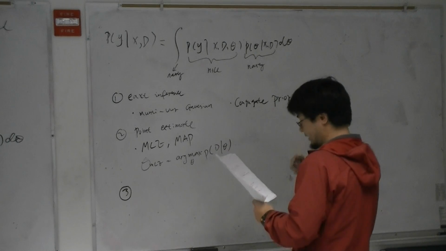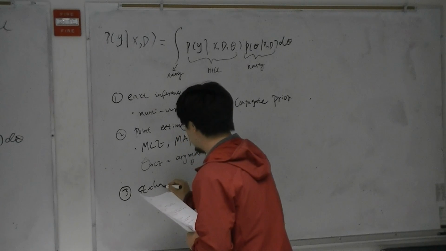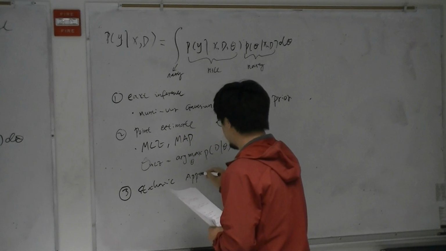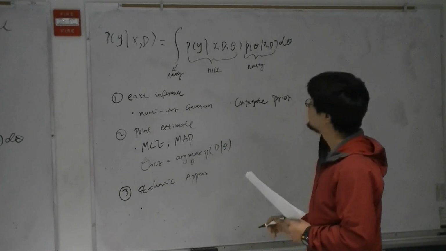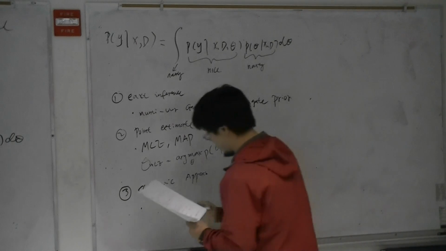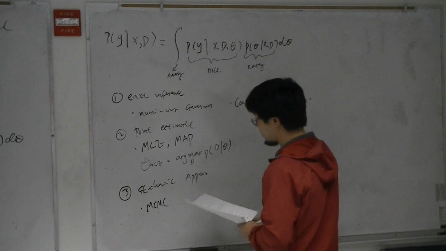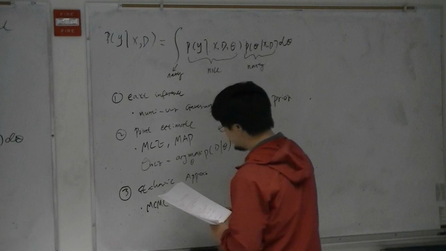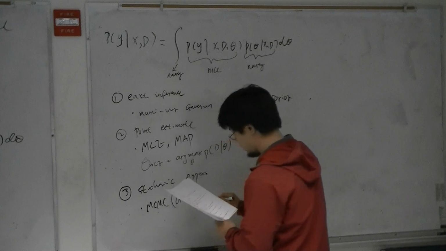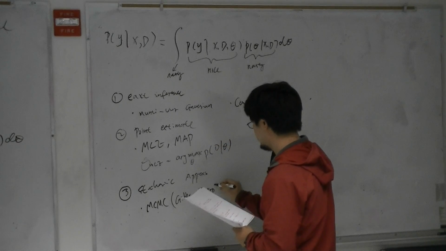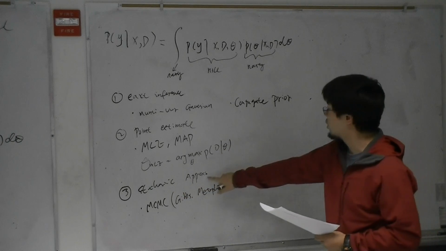Another way to do it is stochastic approximation, which means you use sampling methods. Usually for the sampling method you can use Monte Carlo, Markov chain Monte Carlo. You can use Gibbs sampling or Metropolis. Basically you get points.